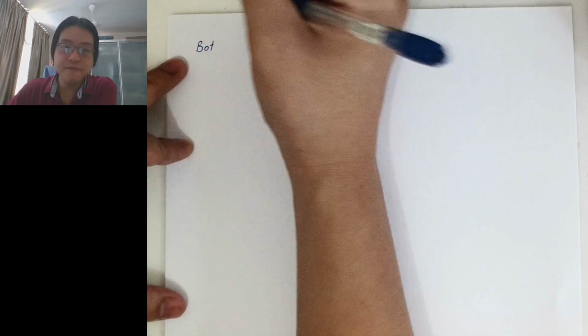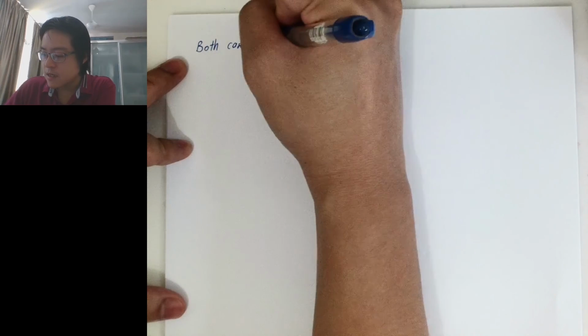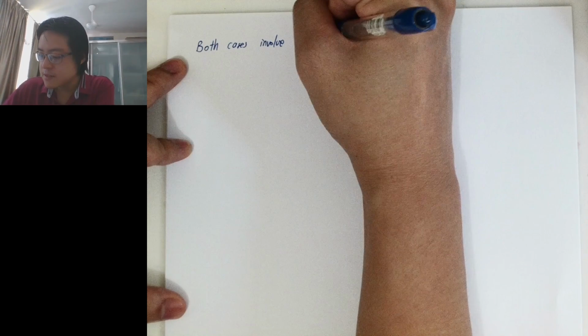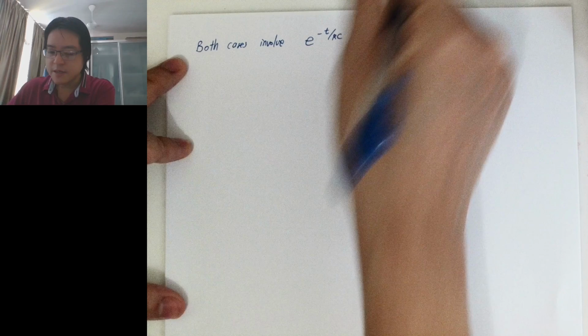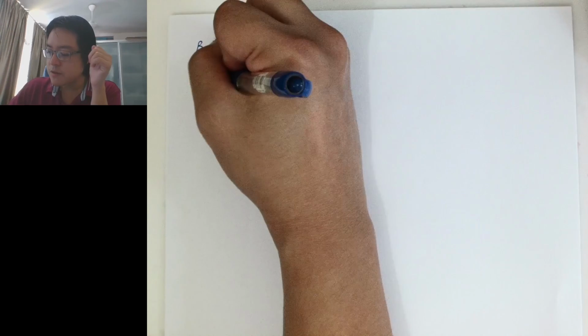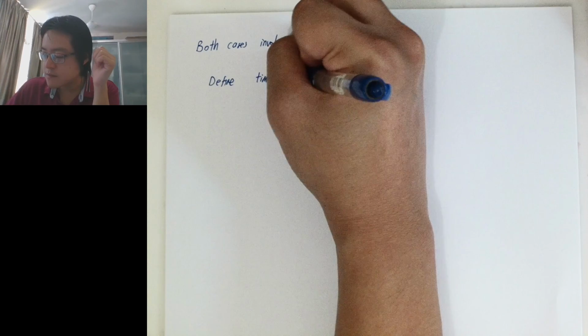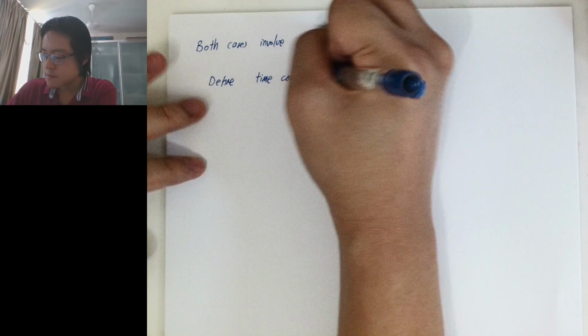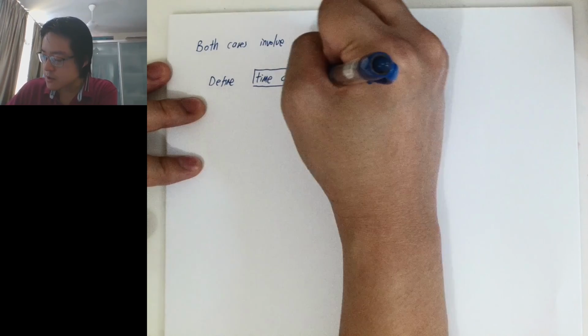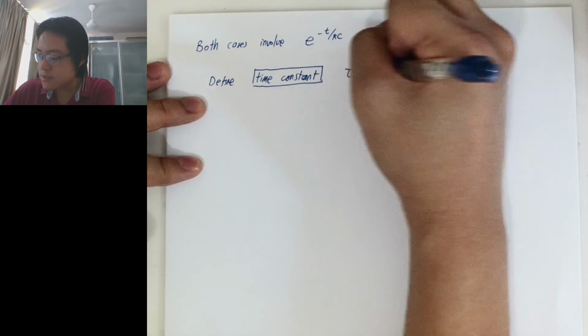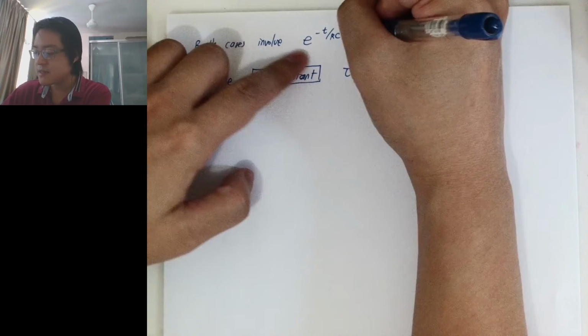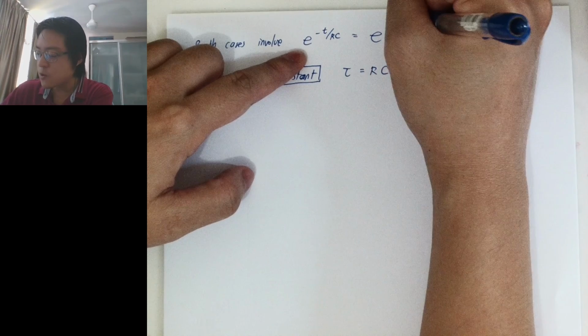Yeah, so let's talk a little bit about the time constant, because in both our solutions we have the exponential function. Both cases involve this thing, t over RC. So what we're going to do is define, as I mentioned a bit earlier, the time constant. We call this the letter tau, which is equal to RC. So this becomes e to the power of t over tau.